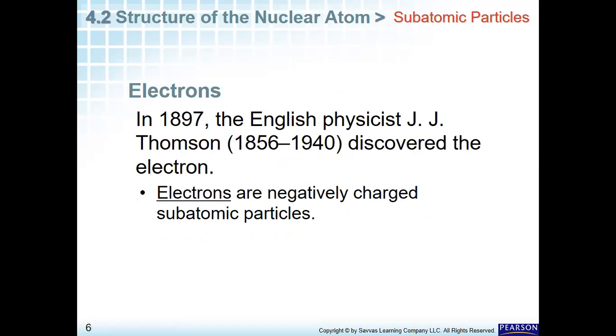First of all, the electrons and how they were discovered. All of the honor goes to Mr. J.J. Thomson, who was an English physicist in 1897. He started to do his experiments in order to know more about the electrons. And he defined the electrons as negatively charged subatomic particles.